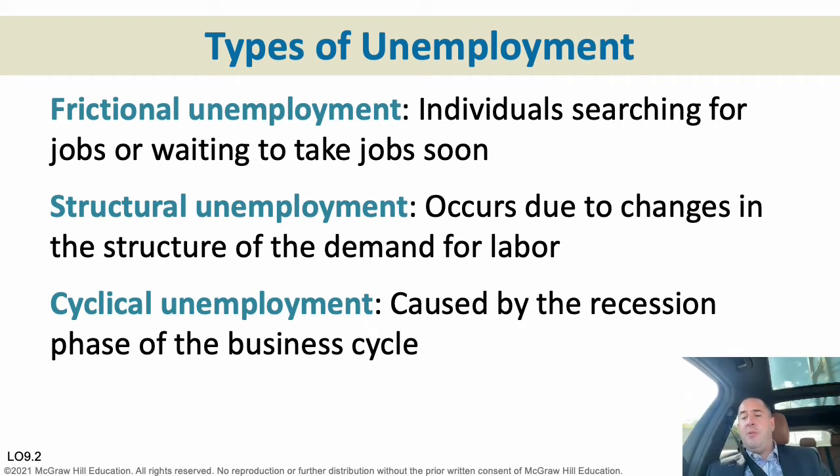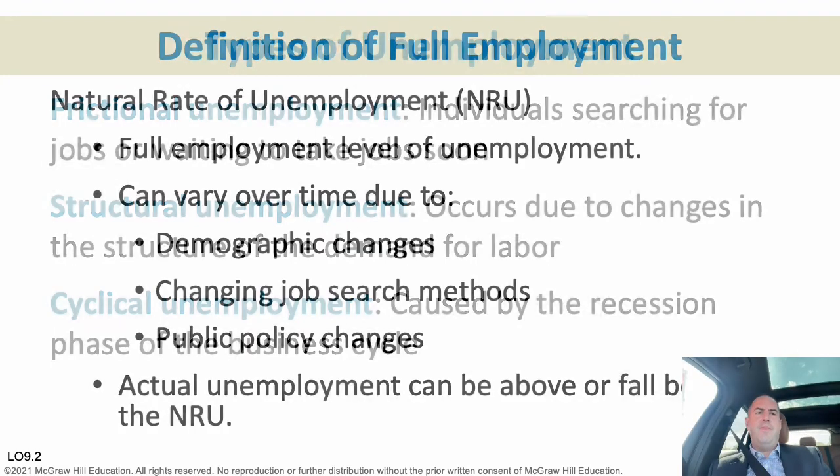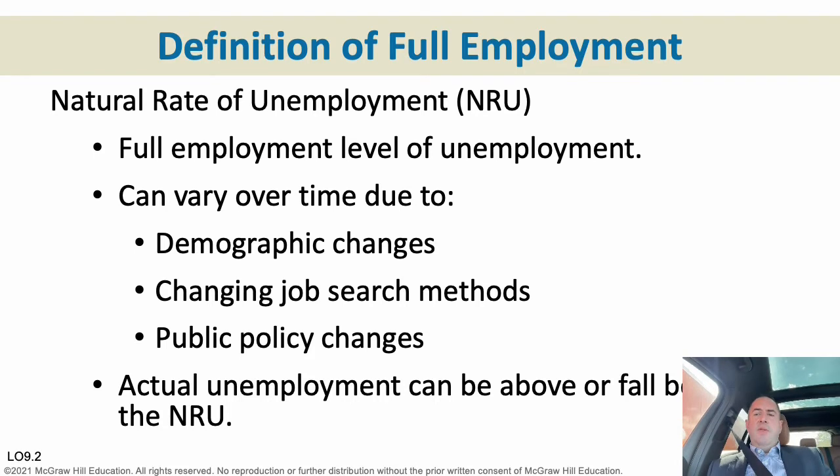Cyclical unemployment is caused by a recession phase of the business cycle as firms respond to insufficient demand for their goods and services. Output and employment are then reduced. An extreme example would be the Great Depression, and a less extreme example would be 2007, 2008, where it was much, much harder to find a job. Full employment does not mean zero unemployment, but it does mean that cyclical unemployment is near zero, meaning anyone who wants a job can get one.